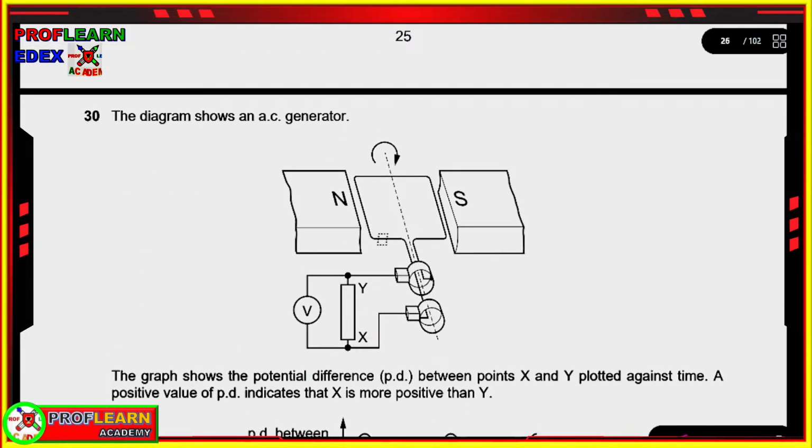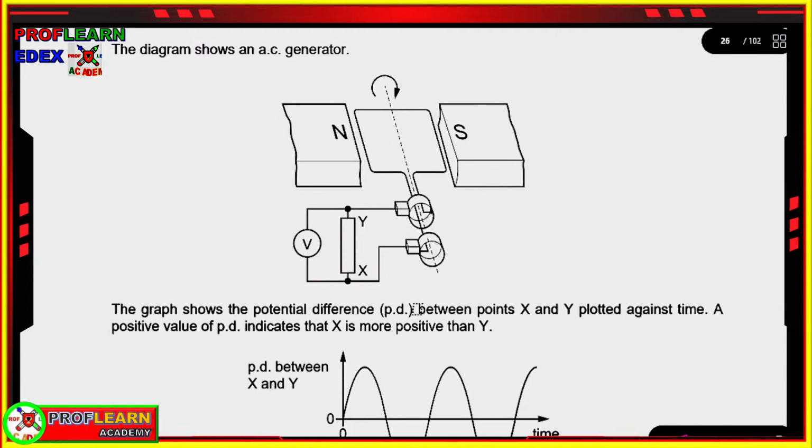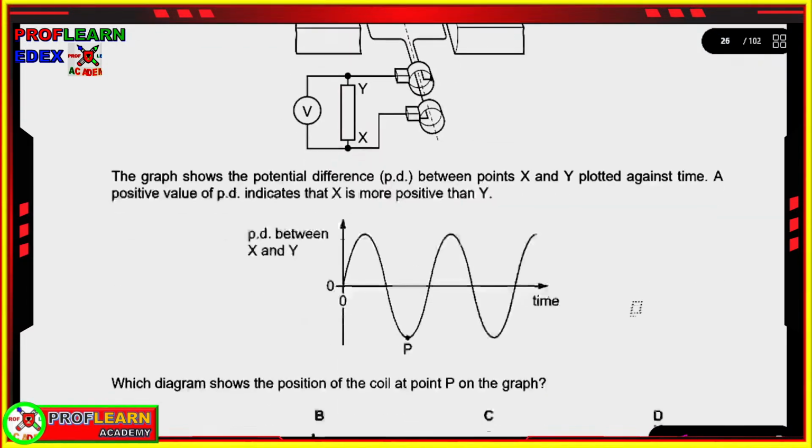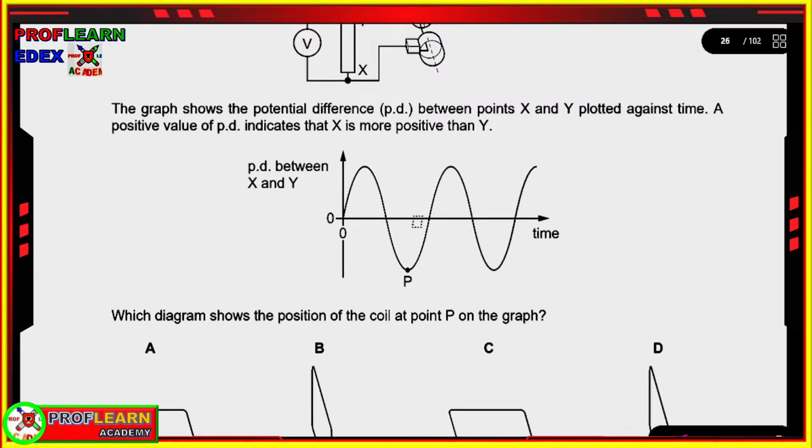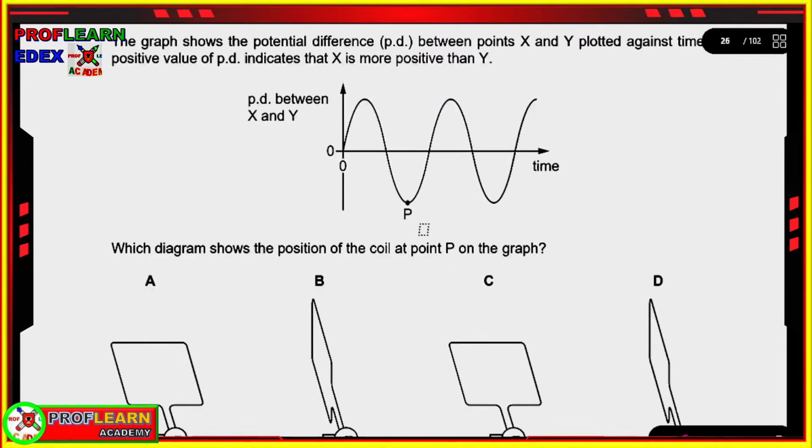The diagram shows an AC generator. The graph shows the PD between point X and Y plotted against time. Which diagram shows the position of the coil at point P?